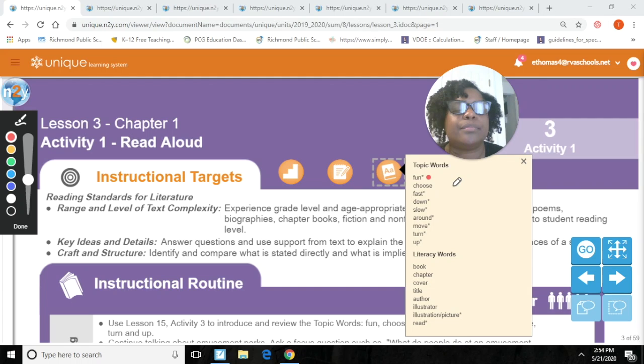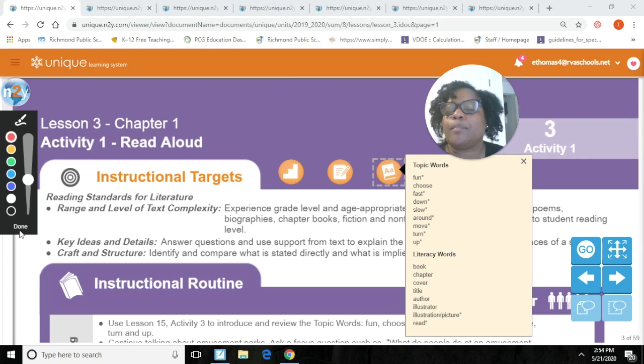Fun. Choose. Fast. Down. Slow. Around. Move. Turn. Up.